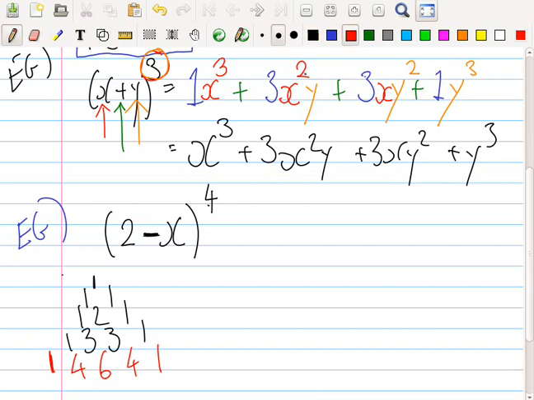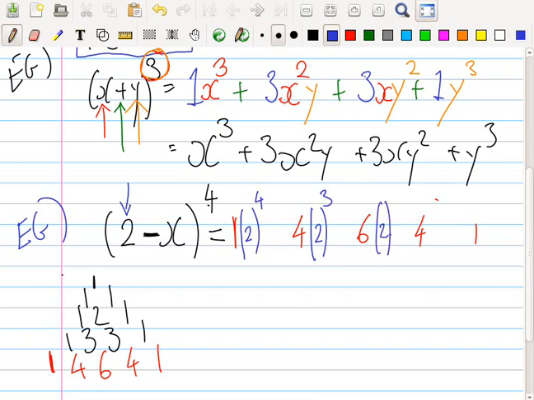Okay, so like I said, what we do now is we write these numbers down. 1 space 4 space 6 space 4 and then 1 and space. Okay. Now which do I start with, 2 or x? Start with 2. So here it is, I'll put brackets, 2 power, what power? 4. 2 power 3, 2 cubed, 2 squared, 2 gone.